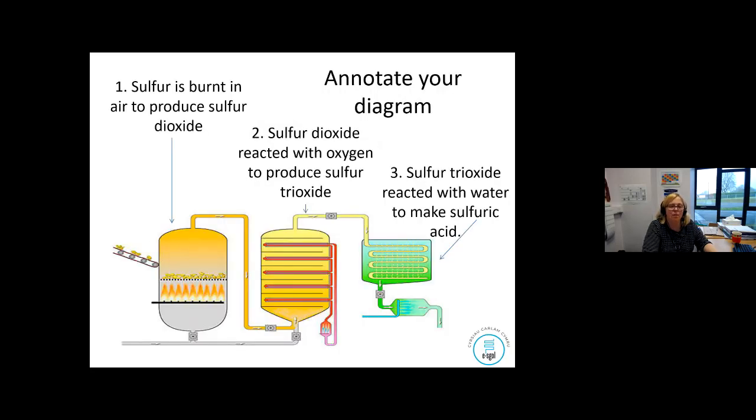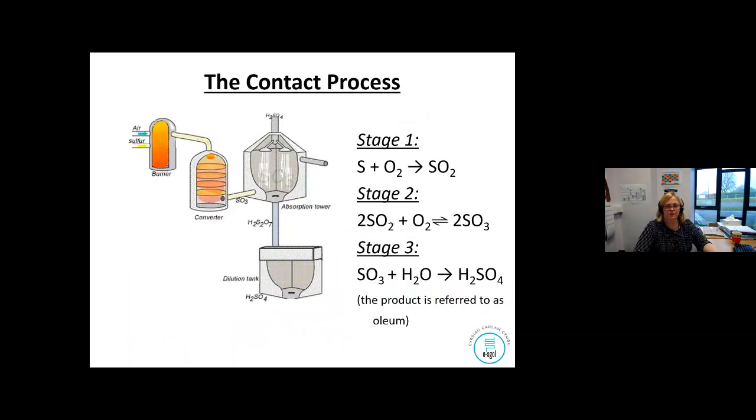This is slightly more complex in the sense that there are 3 equations to recall, but only one of them is reversible. So from beginning to end, you pump in air, you burn sulfur in it, and it makes sulfur dioxide. And then that sulfur dioxide is further reacted to make sulfur trioxide, and that sulfur trioxide then dissolves into water to make sulfuric acid.